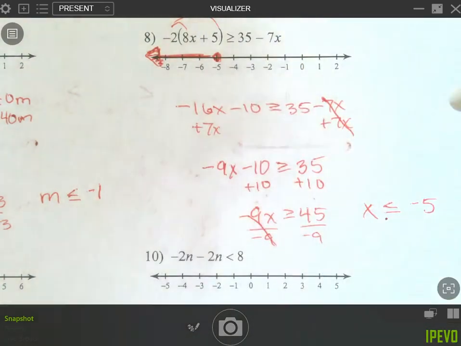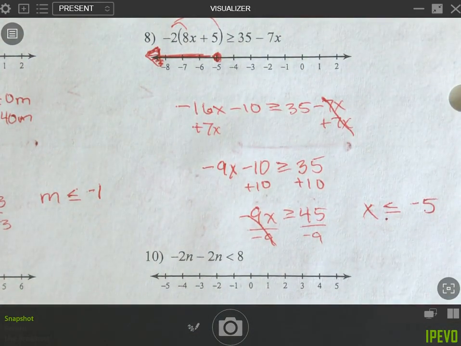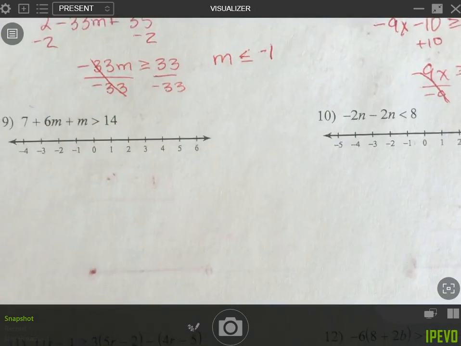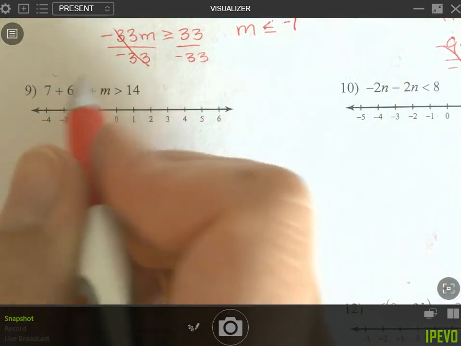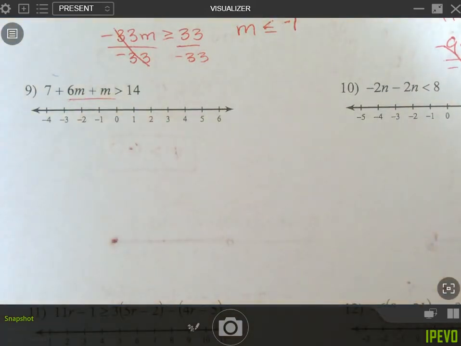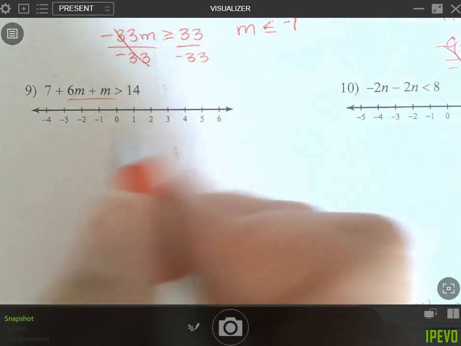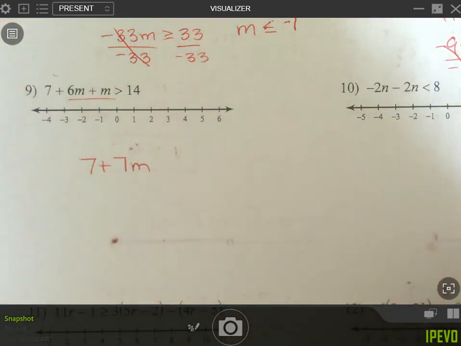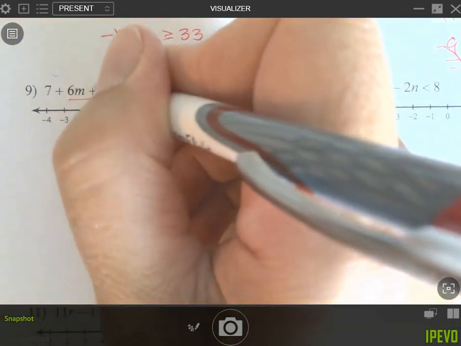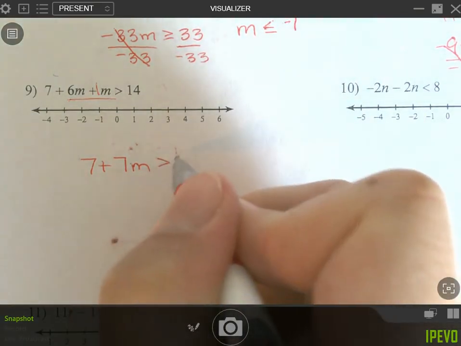All right. So nothing really big and new on these next couple. In number 9, you can see that there's nothing to distribute, but we do have like terms. So I'm going to put those together first. You don't cross the line, don't change the sign. So I have 7 plus what? 6m. Well, 6m plus 1. So 7 plus 7m greater than 14.